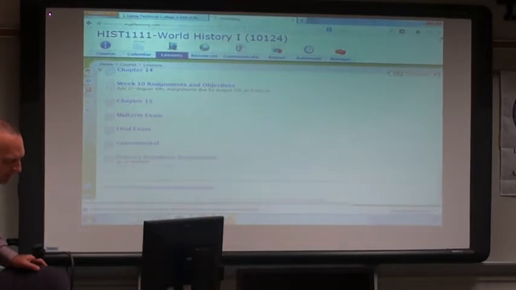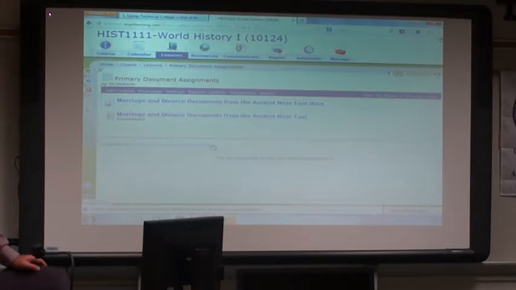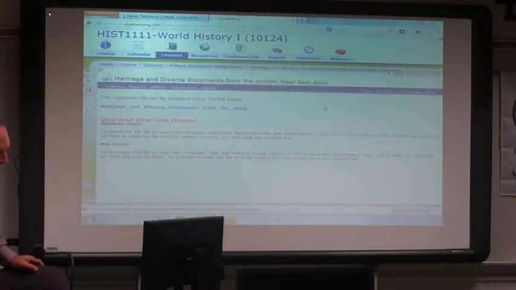Right? For the world history, we have the primary document assignment with the two entries in there. One is the document itself. The other is the assessment. First thing I'm going to do is open up the document, take a look at it.